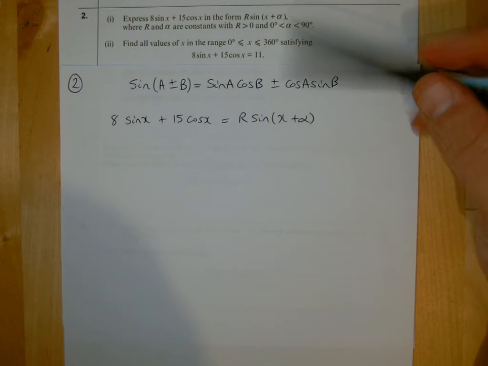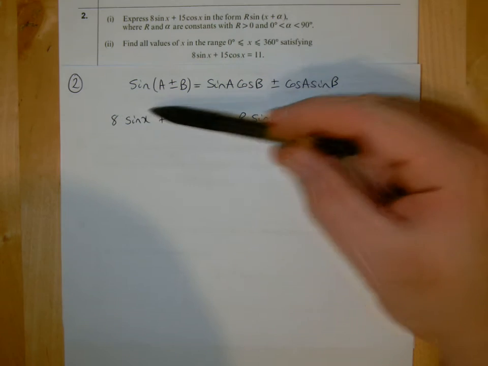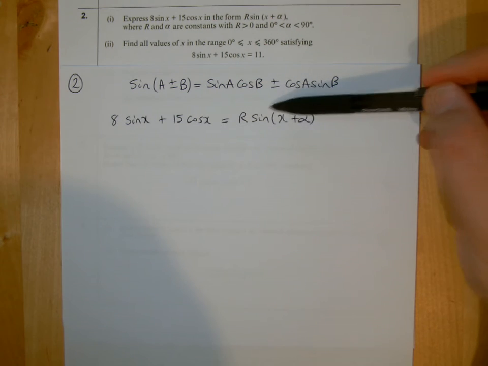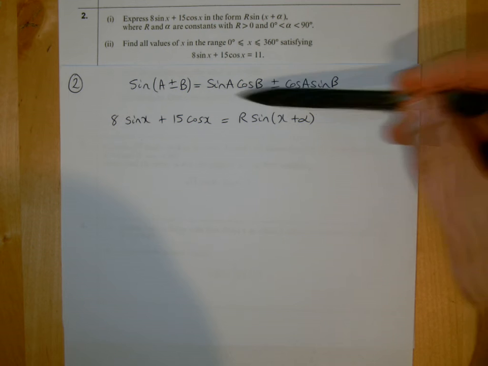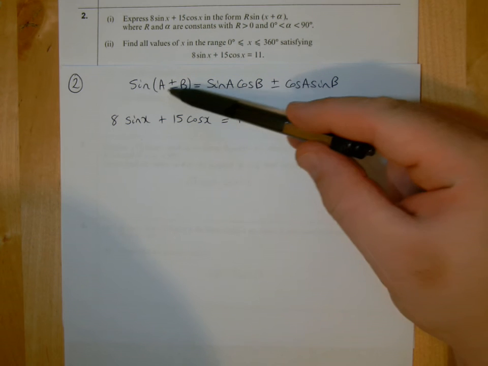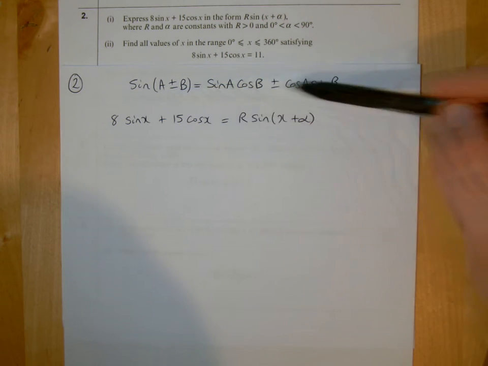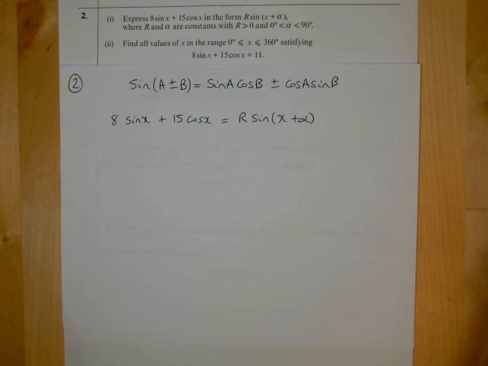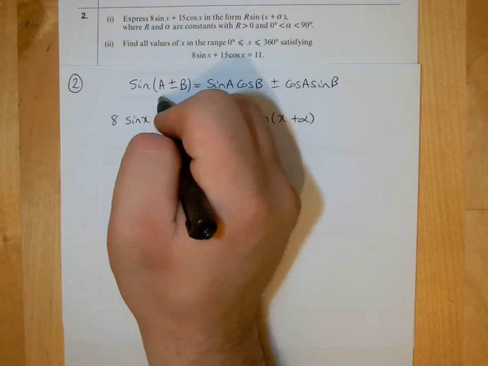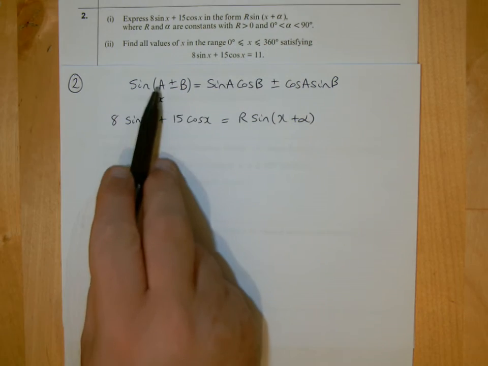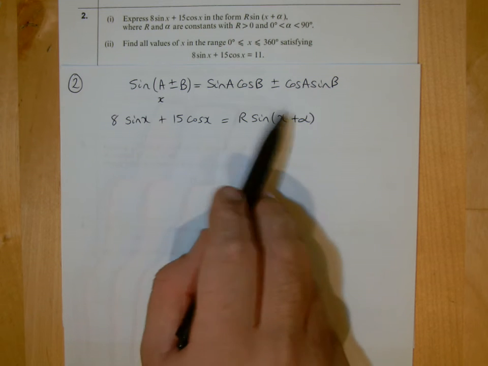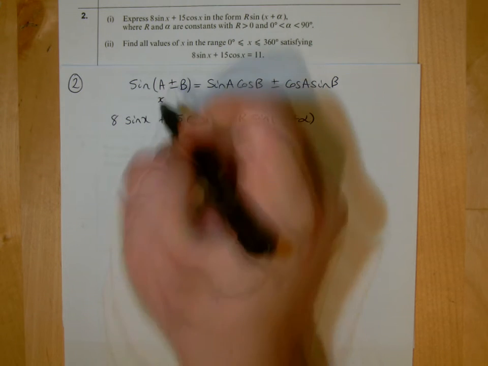Okay, so with number 2 here, we need to express 8 sine x plus 15 cos x in the form r sine x plus alpha. So again, just like the first one, you go to your formula booklet and you seek out this result. You don't have to remember anything, just the procedure. And of course then your a just becomes x and your b becomes alpha, yeah?